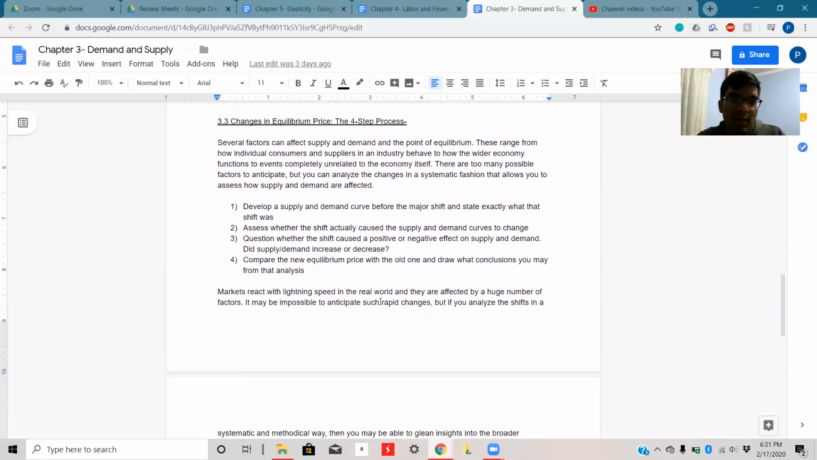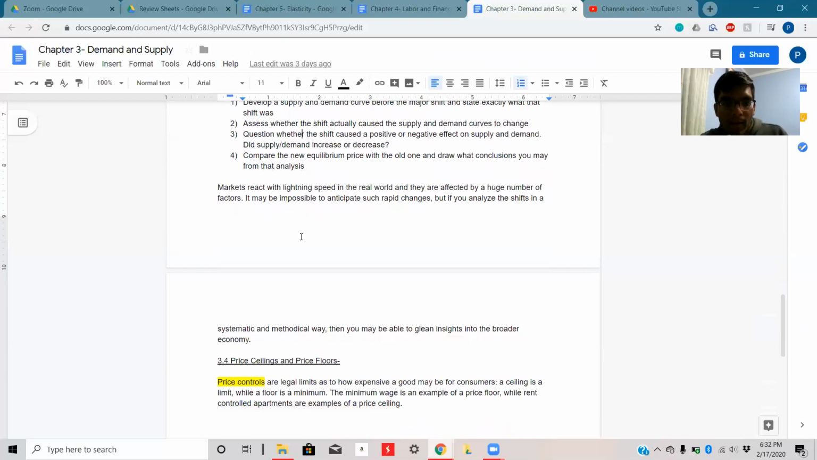3.3 is changes in equilibrium price, and the textbook outlines a 4-step process for how you can analyze what affects equilibrium. I recommend going over that because it's a really quick way to verify whether something has actually impacted supply and demand, and why and how exactly it would affect it.